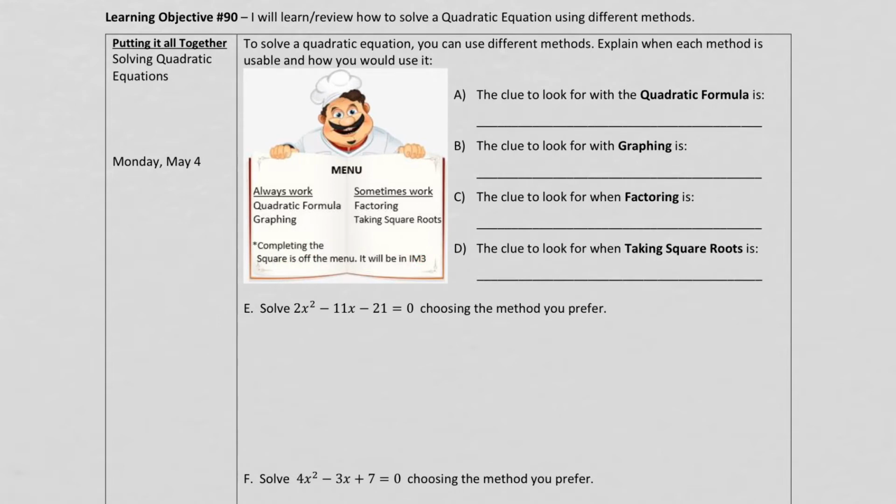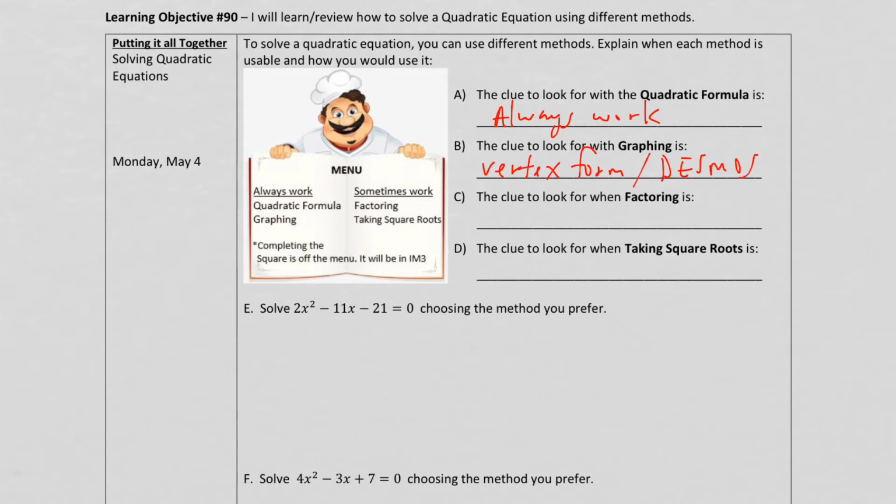So what's the clue to look for with the quadratic formula? Well, in this case, there isn't really a clue. This just always works. So if you're ever in doubt and you're not sure what to do, you could always use the formula. As far as graphing goes, what's the clue for graphing? I would say that if the equation is in vertex form, that's when it's most convenient to graph. But remember, you also have Desmos, so you can always just type the equation into Desmos and it'll graph it for you pretty quickly.